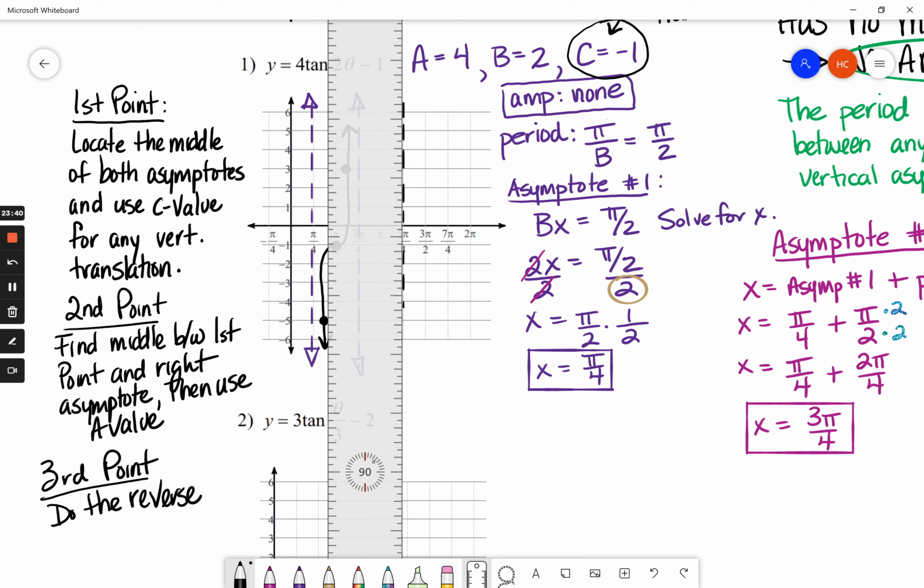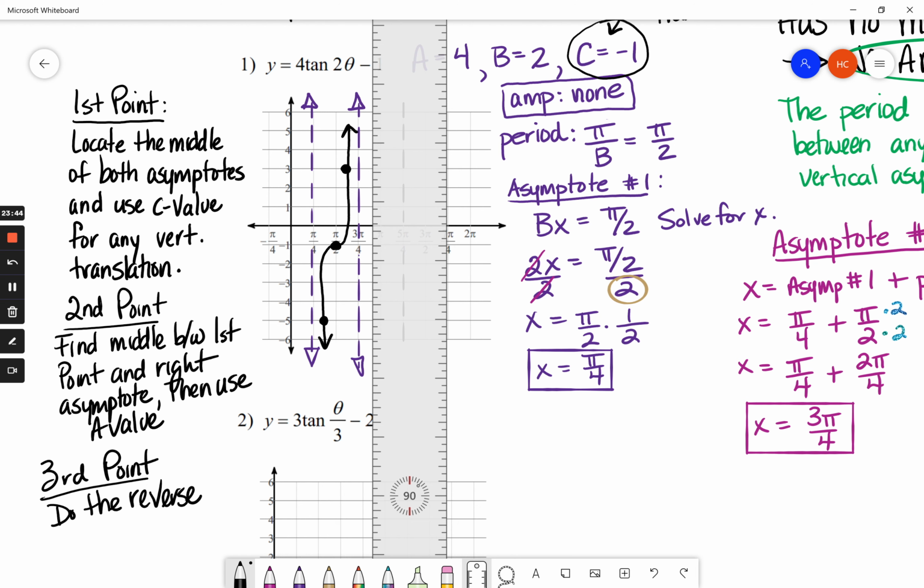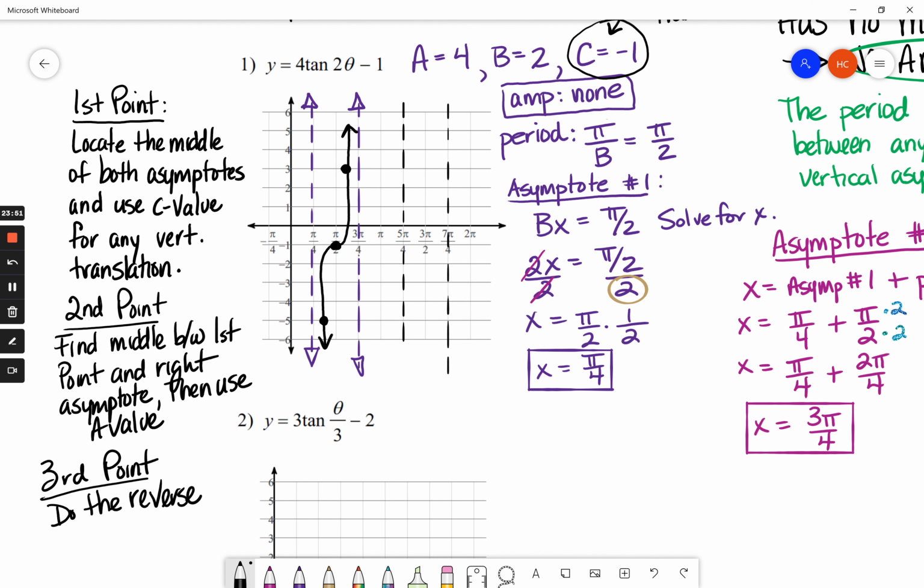And now that I know the pattern, so I got 3 points and 2 vertical asymptotes, I can come along and just make a couple more vertical asymptotes because I know the period length is pi over 2 units long, right? And then in between these, I can just imitate what I did with the first one. 1, 2, 3, 4, and just connect the dots, and you're done.